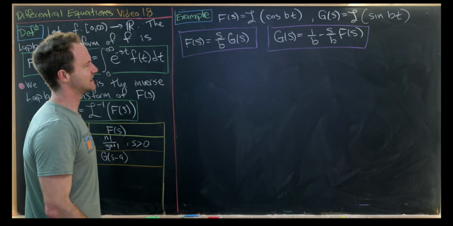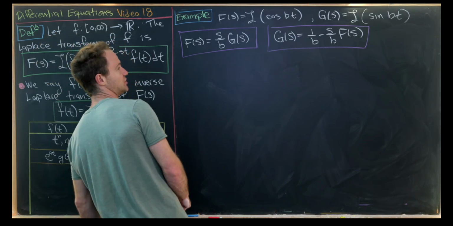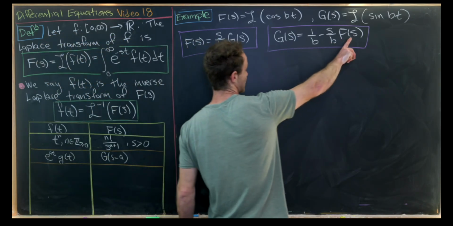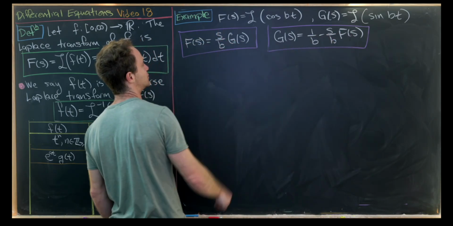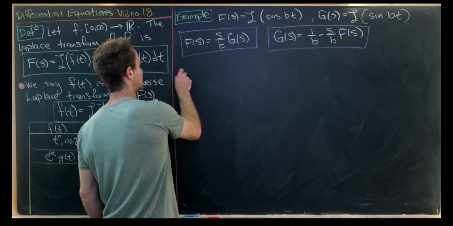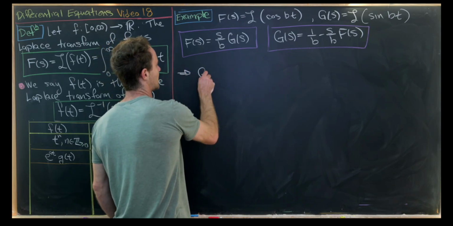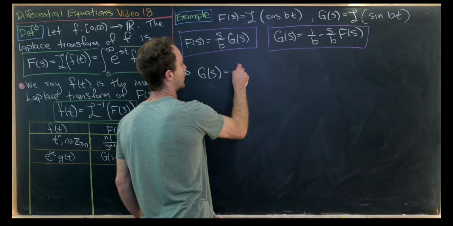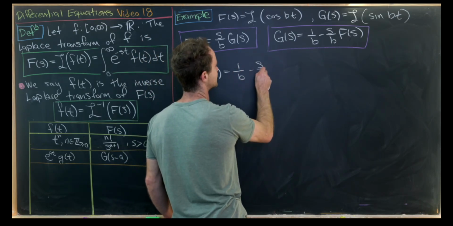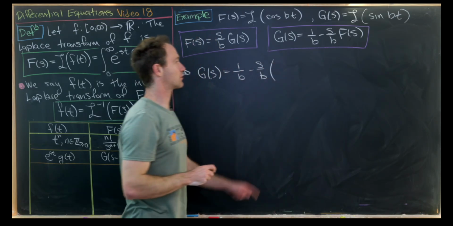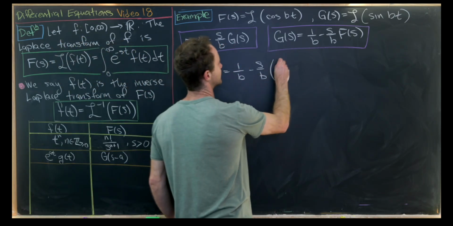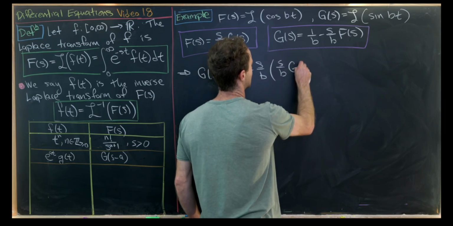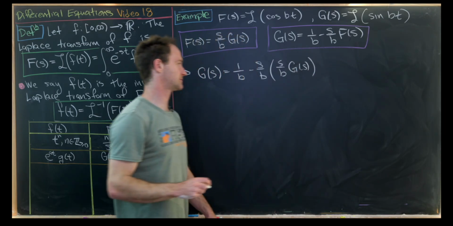Maybe the easiest thing to do looking at it would be to replace this appearance of f of s with s over b times g of s. So let's see what that'll leave us with. So we'll have g of s was 1 over b minus s over b. And like I said, we're going to replace that appearance of f of s with this guy right here, so that'll be s over b times g of s.